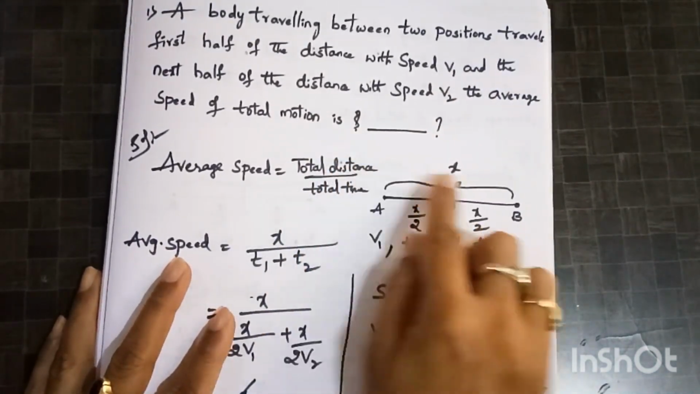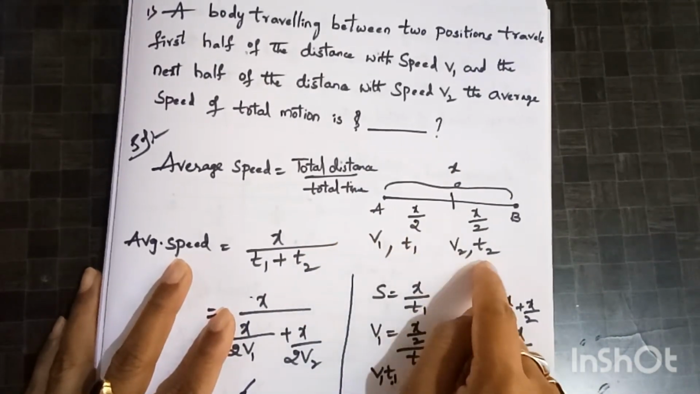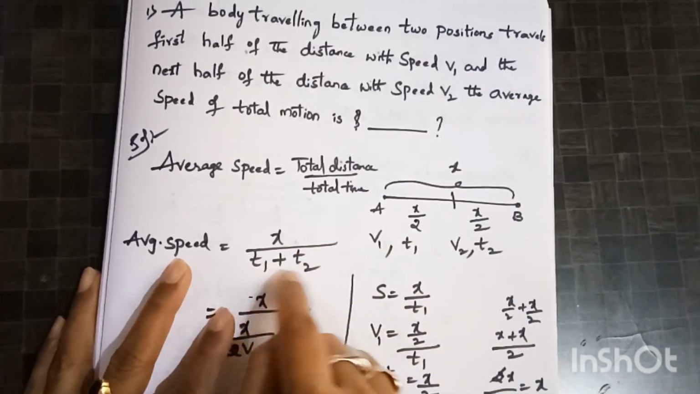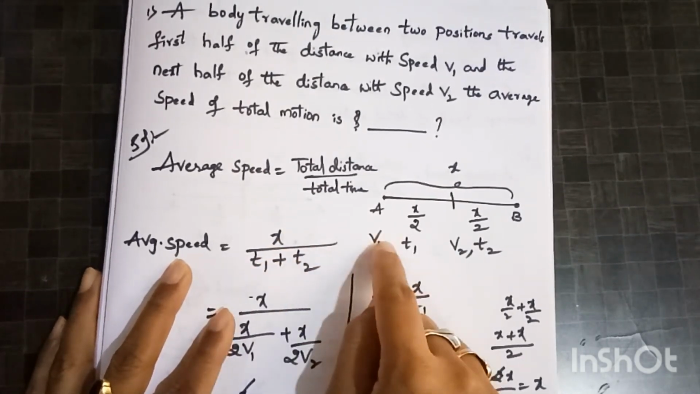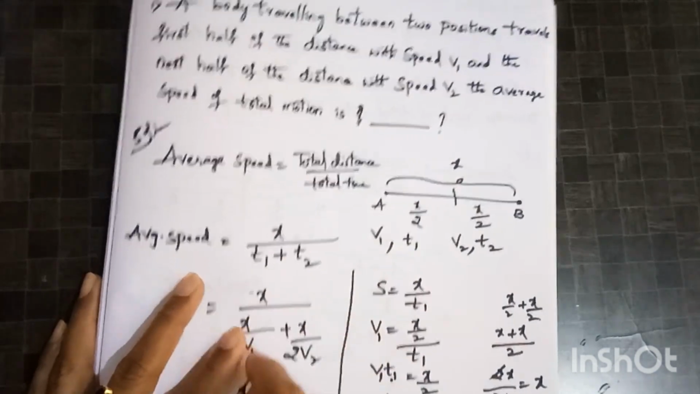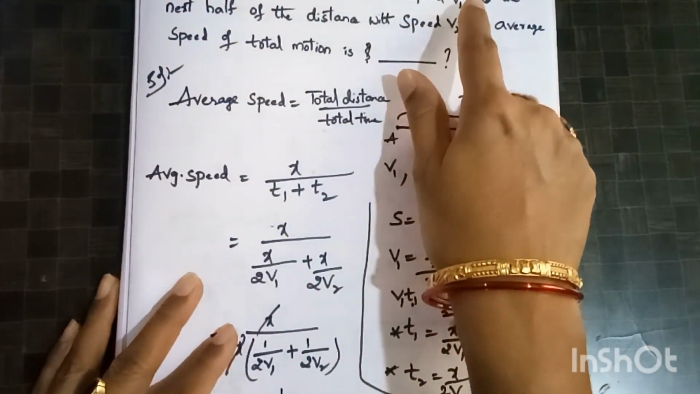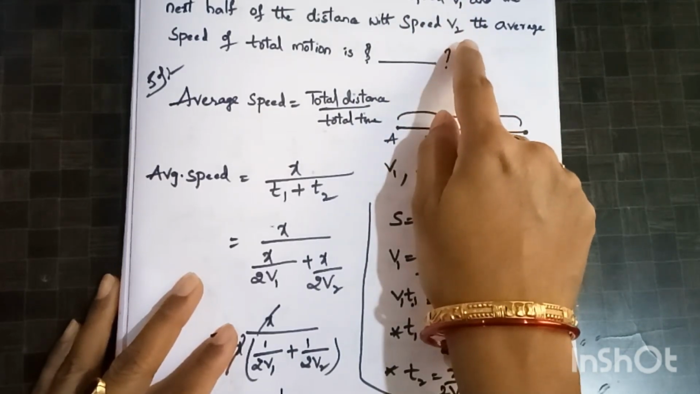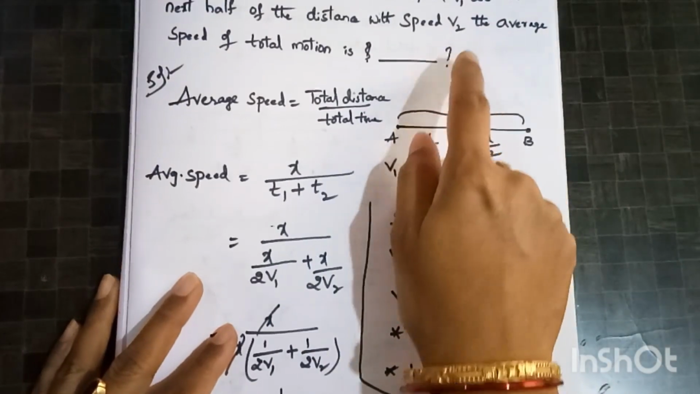So total distance here is x, and the total time is t1 plus t2. Total distance x by total time t1 plus t2. I said that the answer should be in the form of v1 and v2, so I am converting these times t1 and t2 into the form of v1 and v2.